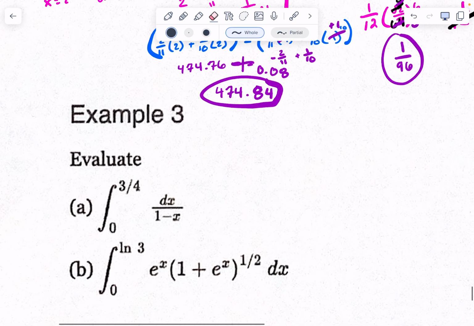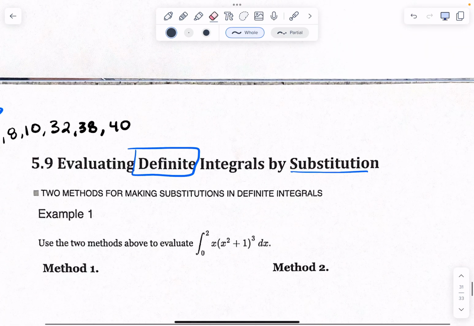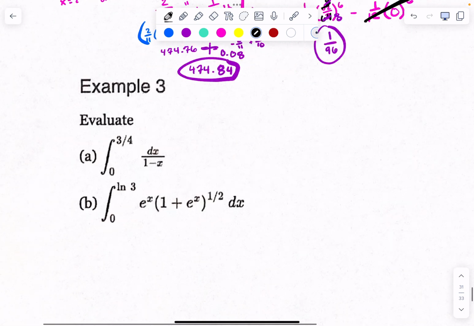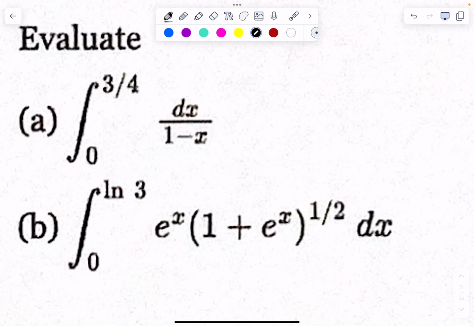All right, example 3. This is the last section of the chapter. We're doing u-substitution, substitution in a definite integral. So we have to find u and du. What do you want for part A on number 3? What do you want u to be? 1 minus x. That sounds great.